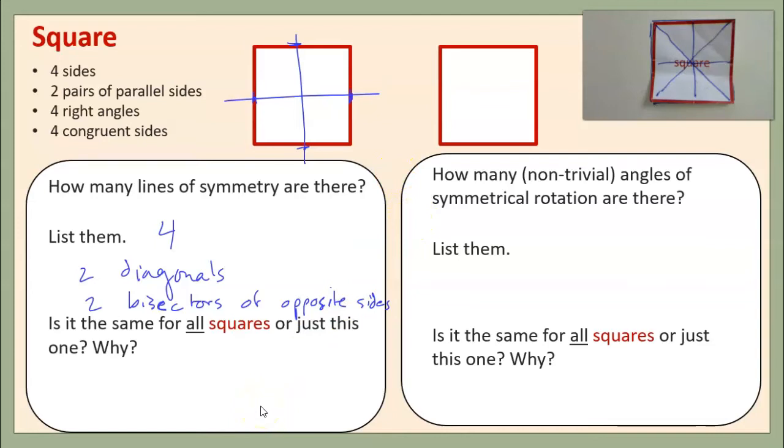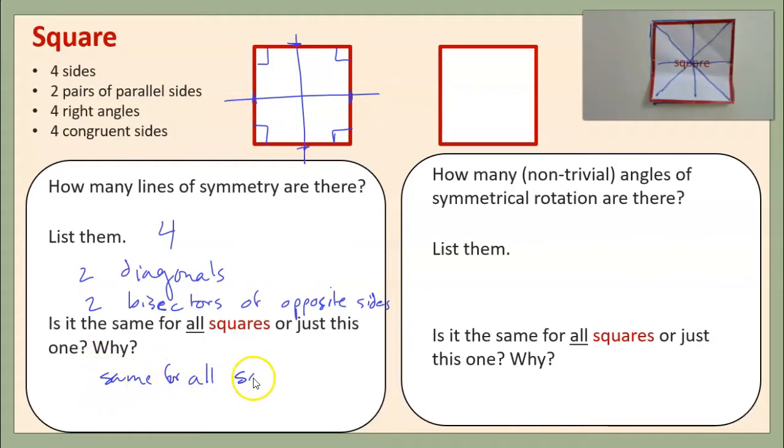Is this the same for all squares or just this one? What do you think? So I think if we scale a square, all squares are going to be similar. We can make a square bigger, we can make it smaller, but if we draw a diagonal, these sides are all going to be the same, which means when we fold them over, they will match. And all of these angles are right angles, so when we fold those over, those are going to match too. So no matter how big our square is, those features of a square are all there. So this is the same for all squares.